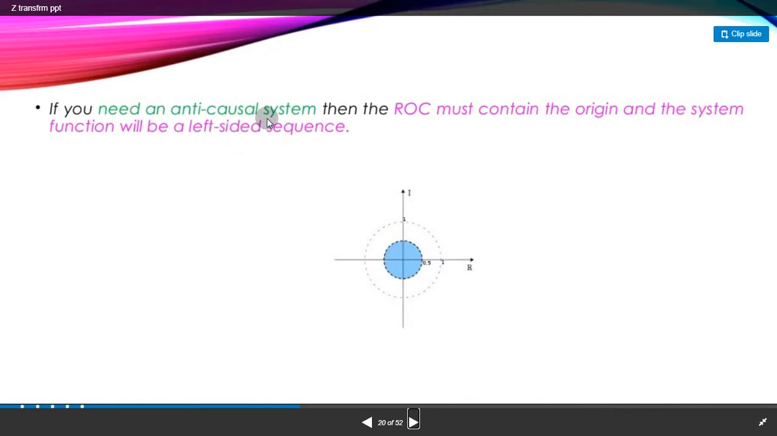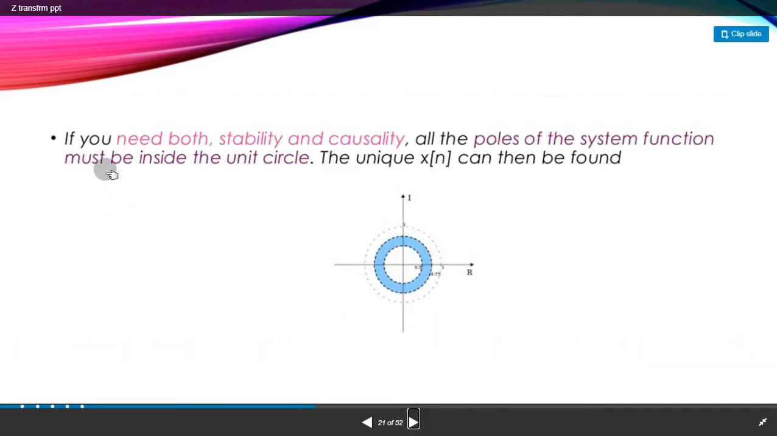If you need an anti-causal system, then the ROC must contain the origin and the system function will be a left sided sequence. Next is, if you need both stability and causality, all the poles of the system function must be inside the unit circle and the unique x of n can then be found. This is the annular region. This is called the ring region or the annular region. Okay, let's go to the next slide.